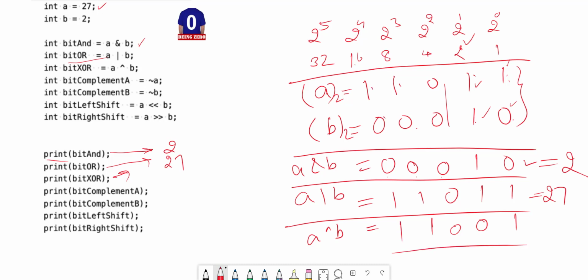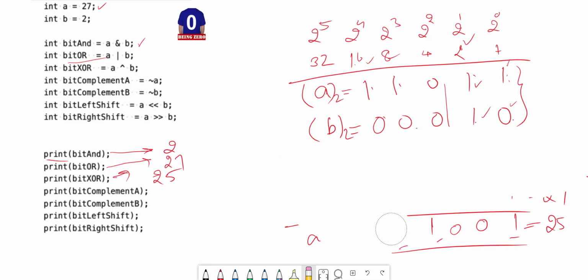Now if you add the values 16 plus 8 plus 1, 16 plus 8 is 24, plus 1 is 25. So this one will be 25. So we got the first three answers. Now comes the interesting part. So let me erase whatever we have done so far.